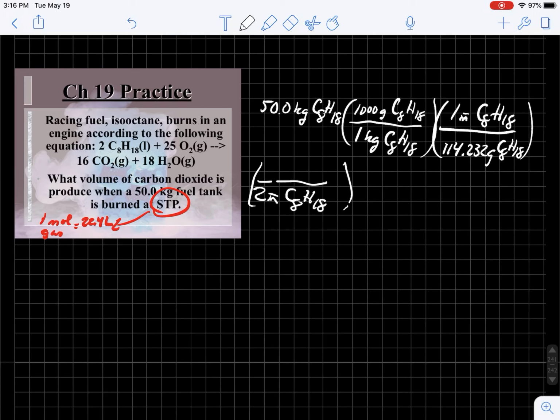Oh, so we're doing our carbon footprint thing. So for every 2 moles of isooctane, we produce 16 moles of carbon dioxide. And since this is STP, I can do 1 mole of any gas occupies 22.4 liters of space. All right, so 50 times 1,000 divided by the mass, times 16 divided by 2, times 22.4.